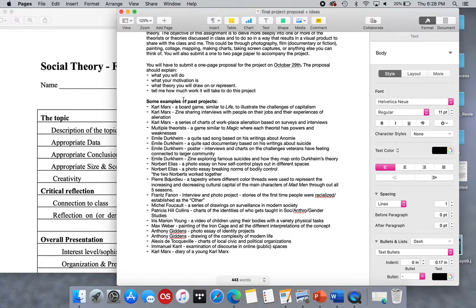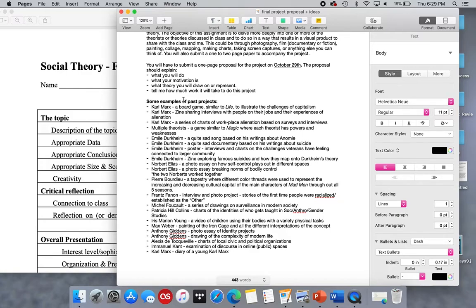People have done a ton of different things. I used to not give examples of past projects because I didn't want to push you into something, but that's fine. If you want to repeat something that someone did in the past, if it actually connects with you, you can do it. Or if you just want to get a sense of the type of stuff people do, then you can look at these examples. So I'll just point out a few of them.